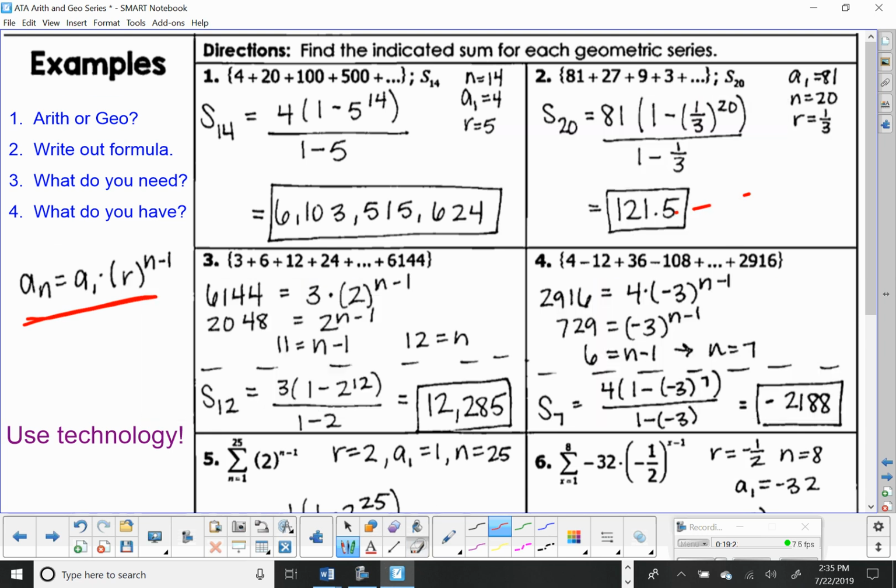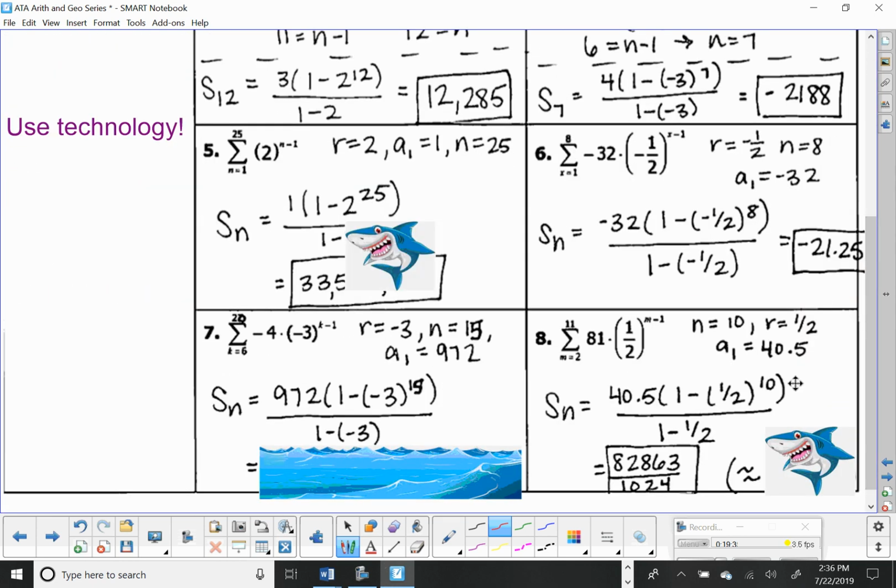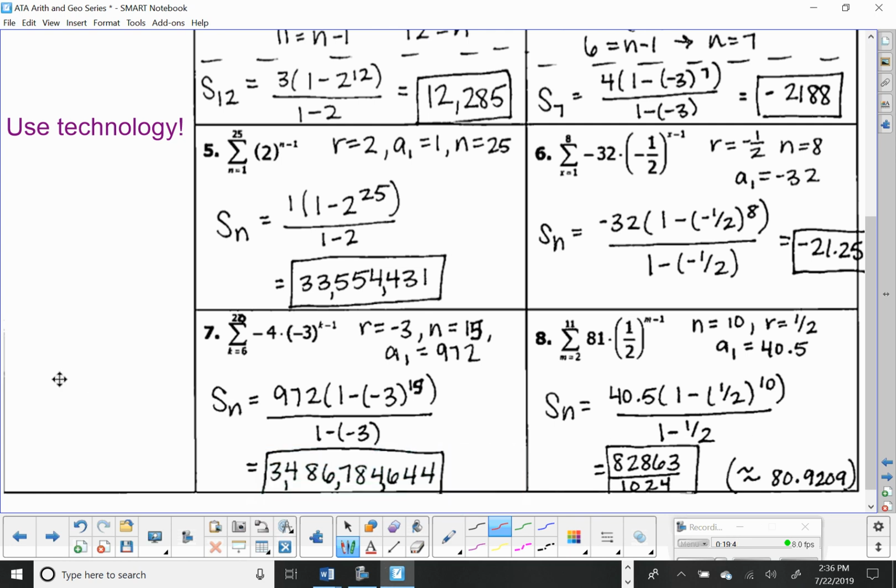Success? Super success? Pause the video and take a look at it in a little more detail if you need to. For 5, 6, 7, and 8, seriously, just use technology, okay? I'm showing you the work here, but use technology. And when I say use technology, I mean use the summation notation, either Desmos or your calculator. Make sure you know how to do both, or at least the calculator for in class.